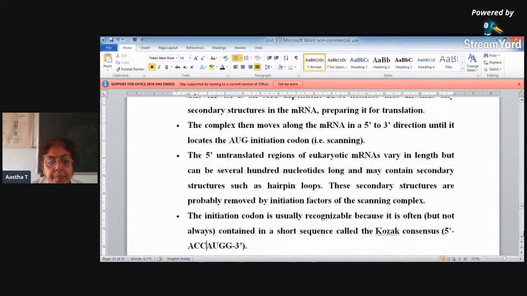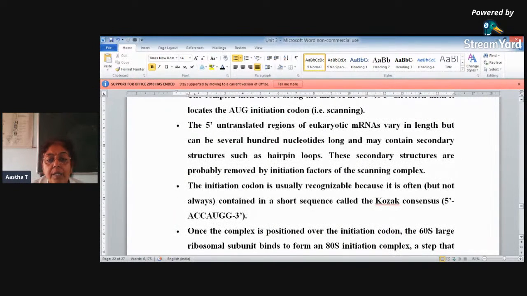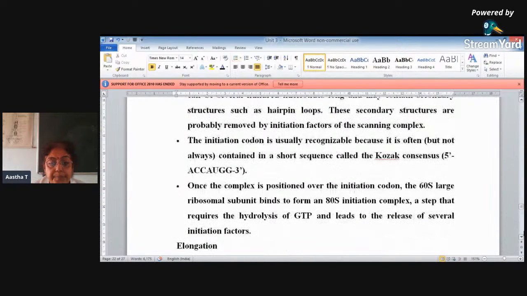Varti aapan pahila. The initiation codon is recognizable because it often contains a short sequence called the Kozak consensus, that is 5 prime ACC AUG G 3 prime sequence. The initiation codon and termination codon madhe identification is nothing but this particular sequence. This is known as the Kozak consensus sequence in case of eukaryotes and Shine-Dalgarno sequence in case of prokaryotes.